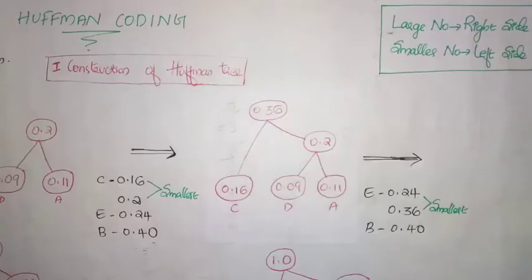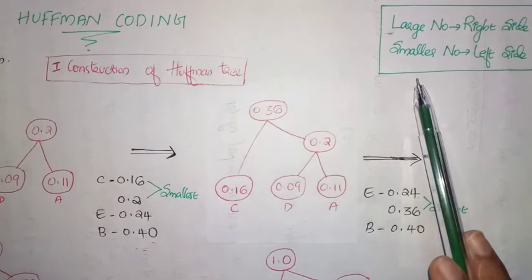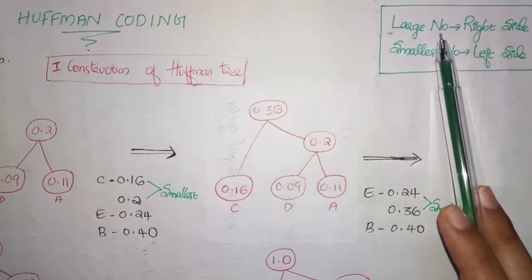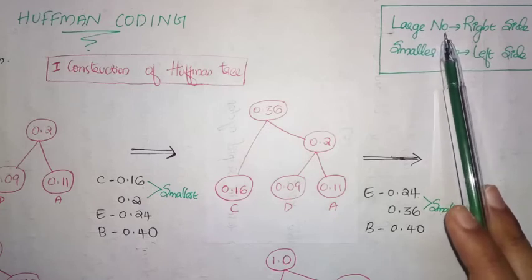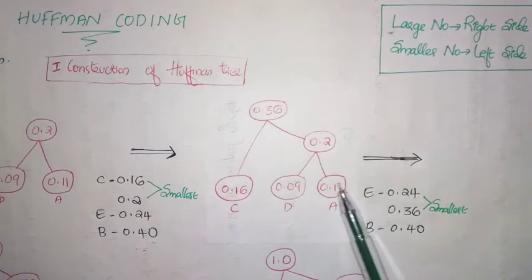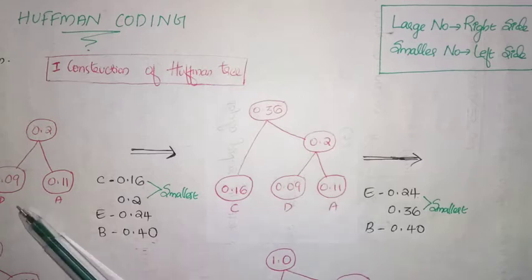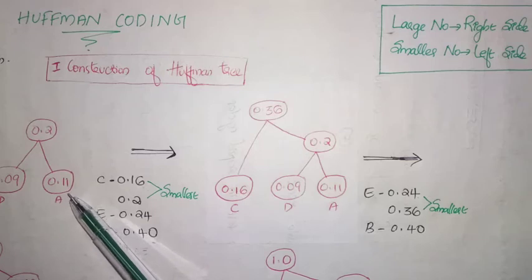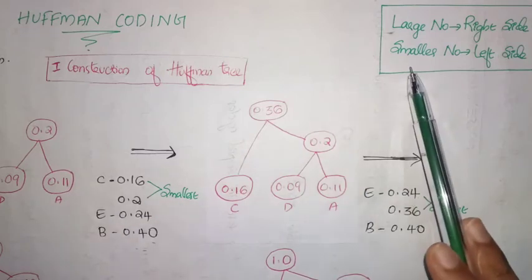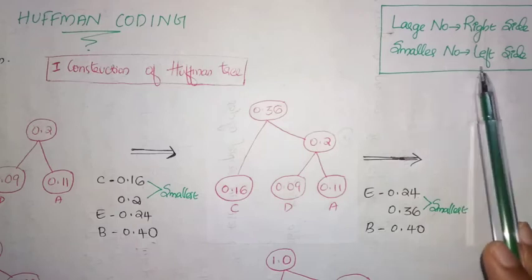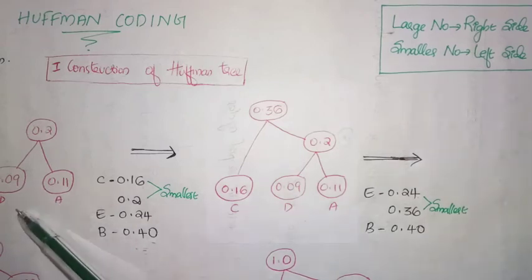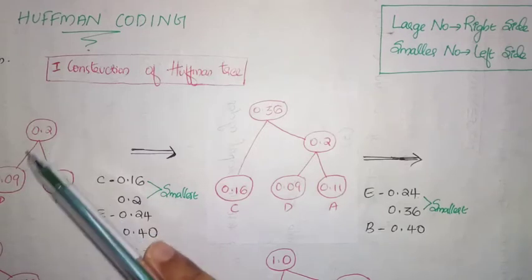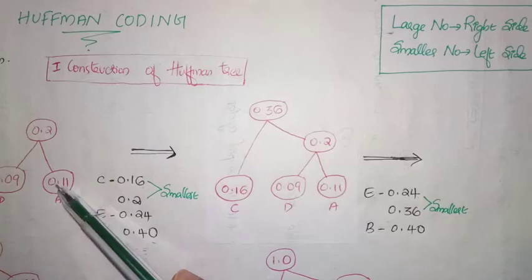One thing we need to keep in mind is that the character having the larger probability is placed on the right side. That is why in D and A we place A on the right side, because A has the larger probability, and the one having the smaller probability is placed on the left. That is why we placed D on the left side. After that we created a new node by adding the sum of these two probabilities.